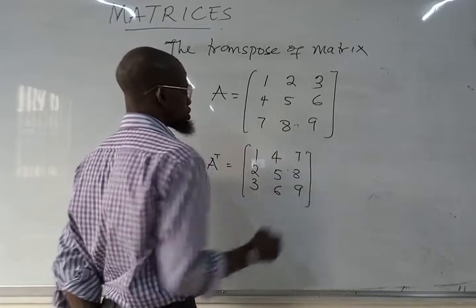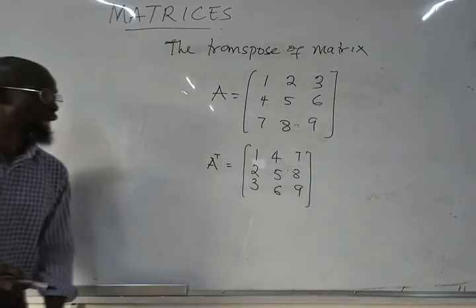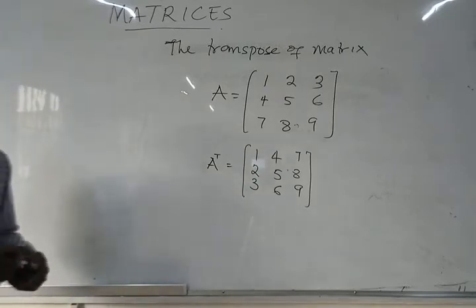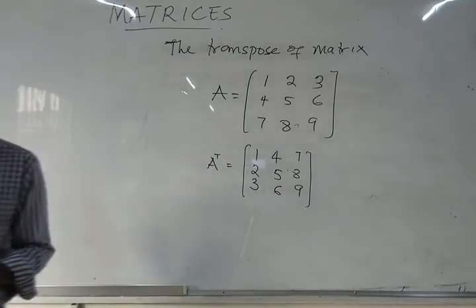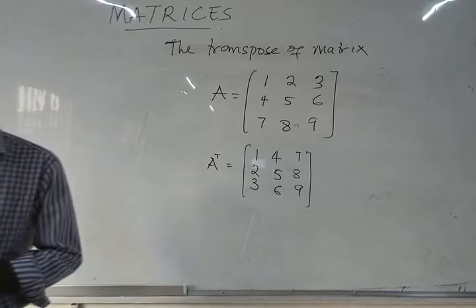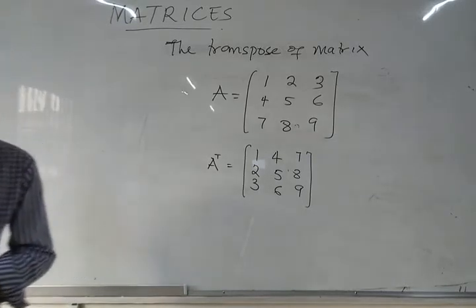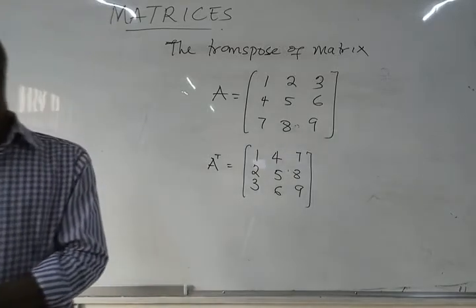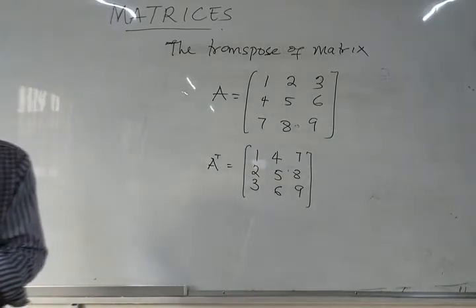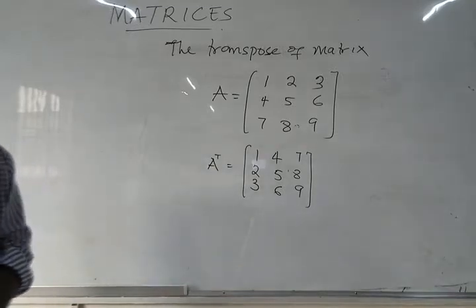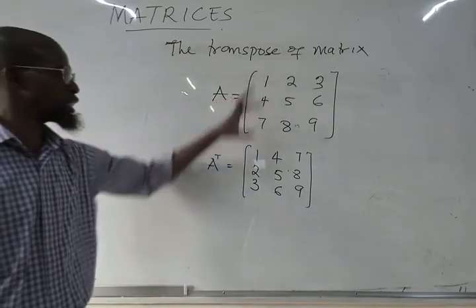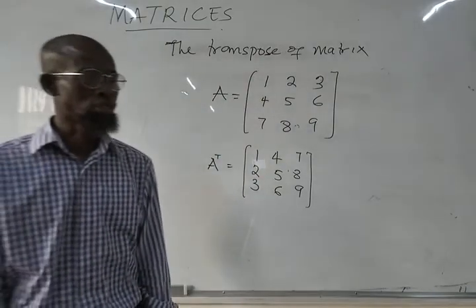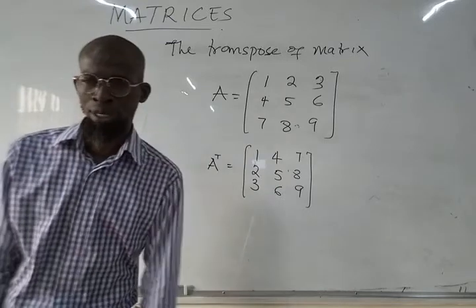You can see in this case that the transpose has the same number of rows and columns because it's a square matrix. Both are 3 by 3, but matrix A and its transpose are clearly different. They are not the same, but they are both 3 by 3.